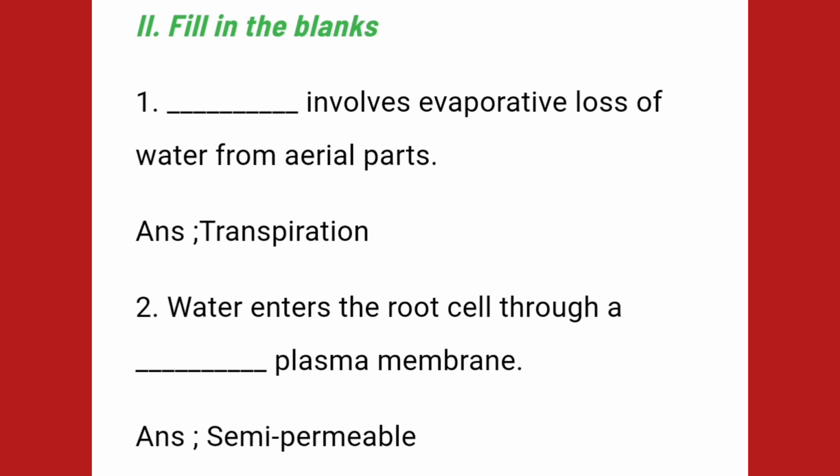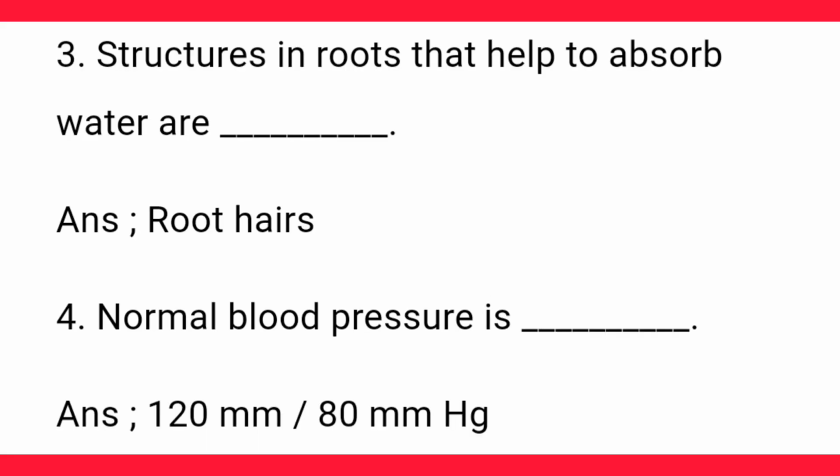Roman letter 2, fill in the blanks. First one, dash involves evaporative loss of water from aerial parts. Answer, transpiration. Second one, water enters the root cell through a dash plasma membrane. Answer, semi-permeable. Third one, structures in root that help to absorb water are dash. Answer, root hairs. Fourth one, normal blood pressure is dash. Answer, 120 over 80 mm Hg.